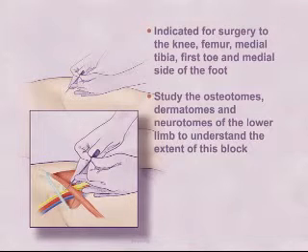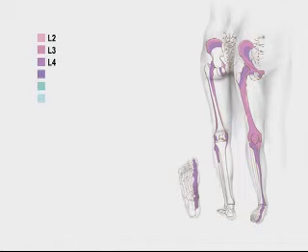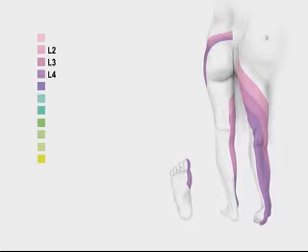foot. It is essential to study the osteotomes, dermatomes, and neurotomes of the lower limb to understand the extent of this block. The femoral nerve originates from the second, third, and fourth lumbar roots, and the bones of the L2, L3, and L4 osteotomes will be covered if this nerve is blocked. Note that this starts with the femur and continues down to the medial aspect of the tibia and medial side of the foot. Included in this block are the skin areas supplied by L2, L3, and L4 dermatomes.